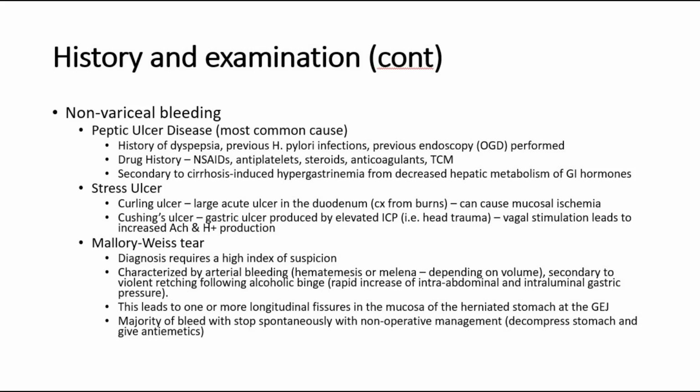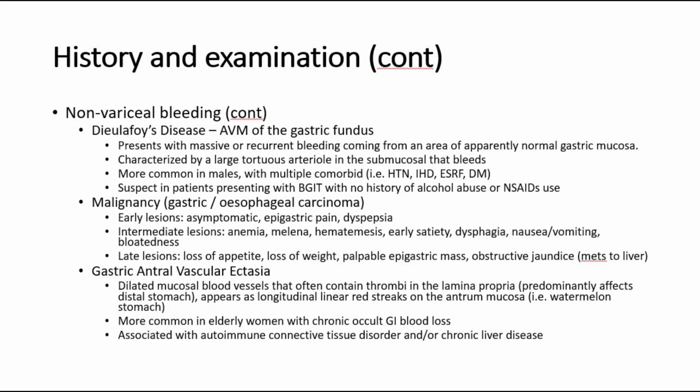Another cause is stress ulcer, such as Curling's ulcer and Cushing's ulcer. Mallory-Weiss tear, where its diagnosis requires a high index of suspicion. It is characterized by arterial bleeding, secondary to violent retching following alcoholic binge. This leads to one or more longitudinal fissures in the mucosa of the herniated stomach at the gastroesophageal junction. Majority of bleeds will stop spontaneously with non-operative management, by decompressing stomach and giving antiemetics.